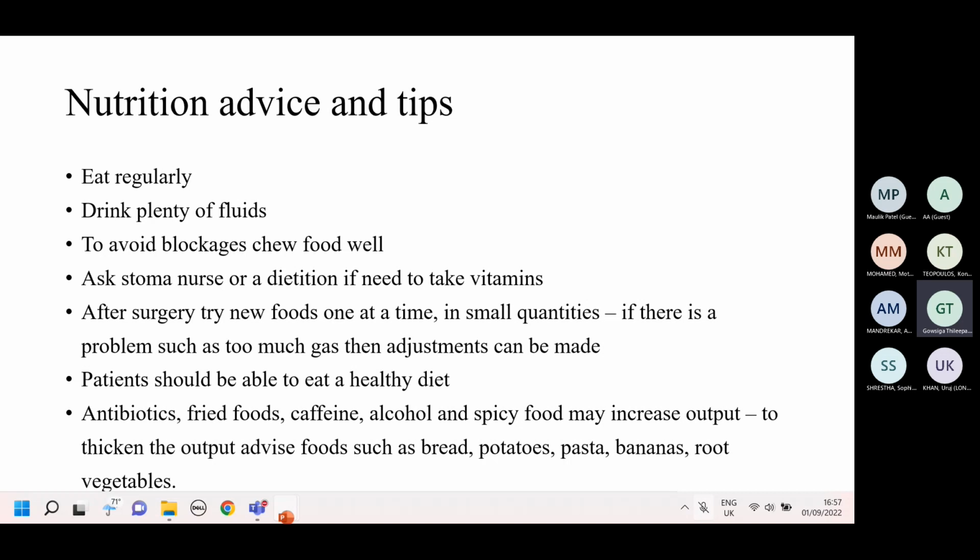The patient should be able to eat a healthy diet, but antibiotics, fried foods, caffeine, alcohol, and spicy food may all increase the output. To thicken the output, advise foods such as bread, potatoes, pasta, bananas, and root vegetables, which should be taken by the patient for a good outcome.